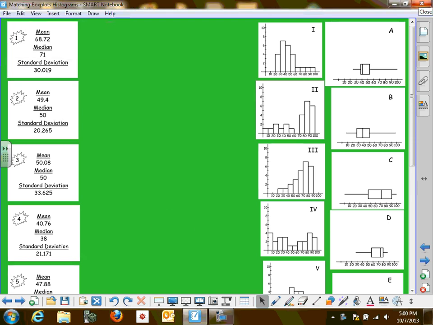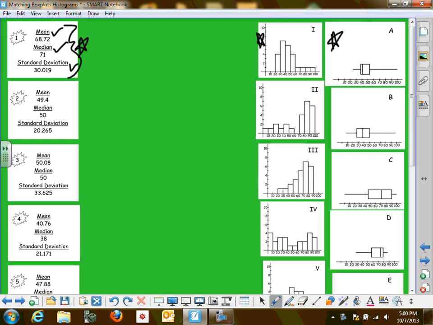Okay, today the goal is to be able to connect the data that you're going to see here. You're going to basically cut your cards up into three sections, and I want you to be able to take the data, which gives you the mean and the median, and then the spread, and with that information, you are going to find the appropriate histogram with the appropriate box plot.